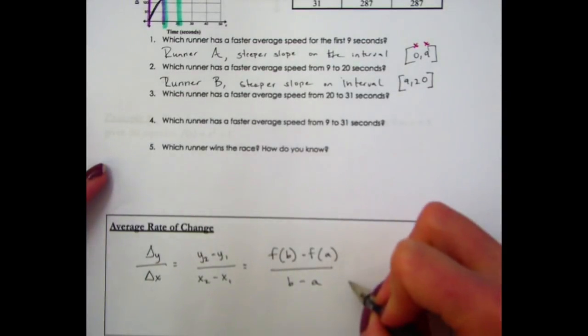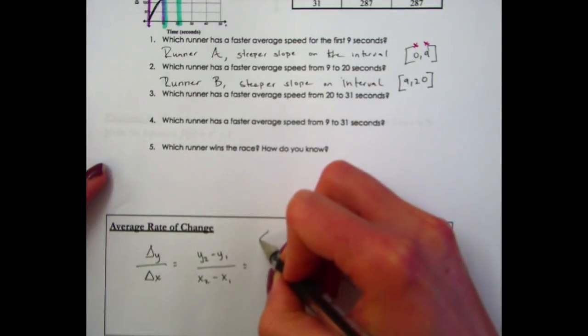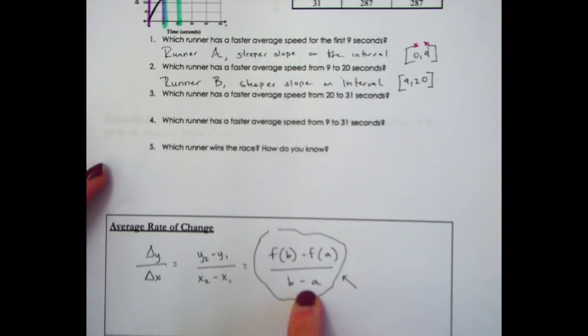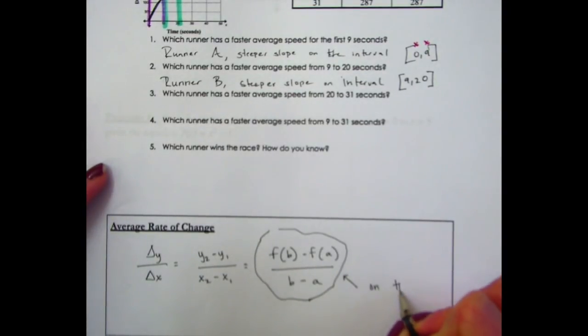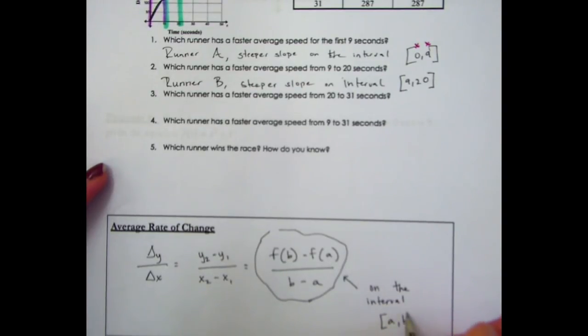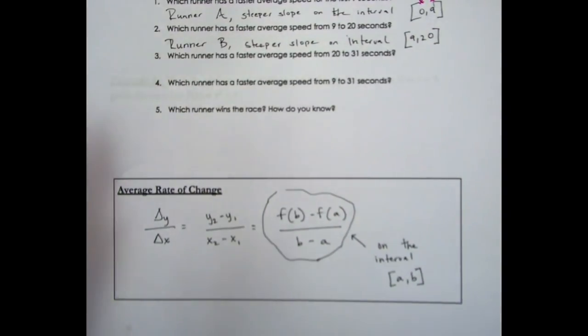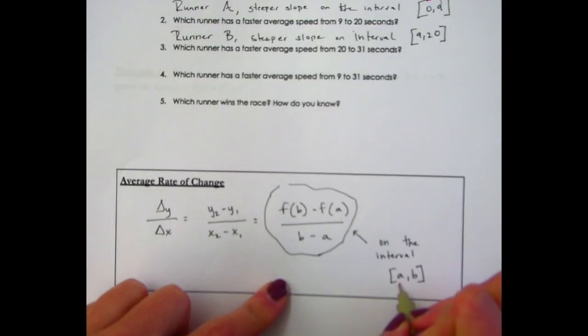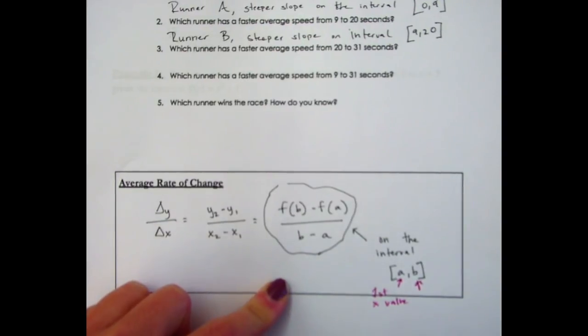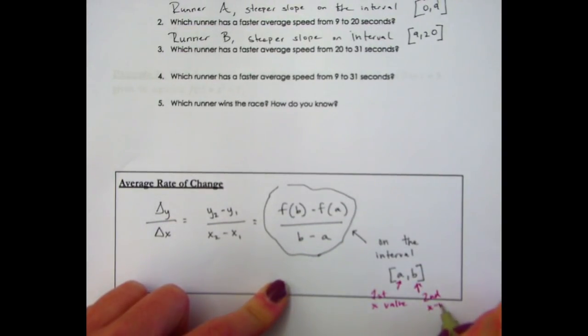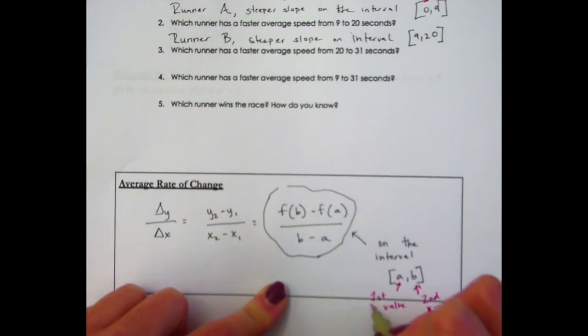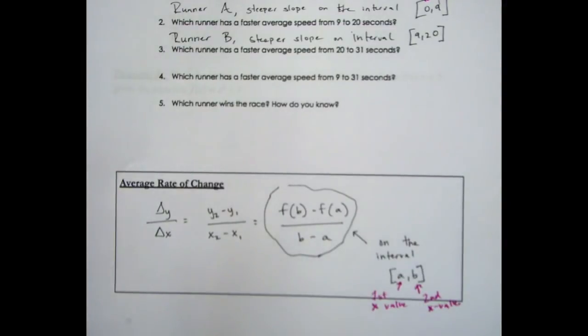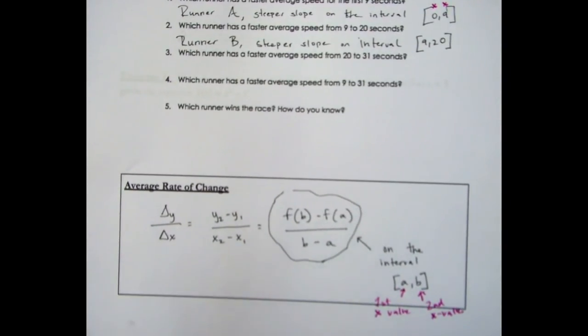I'm going to go through lots of examples with the second equation because it's been a while. What the a and the b mean is that it's usually when we're given an interval a to b. We thought of a as our first x value, and then we thought of b as our second x value. So those are three different equations, three different ways of thinking of average rate of change.